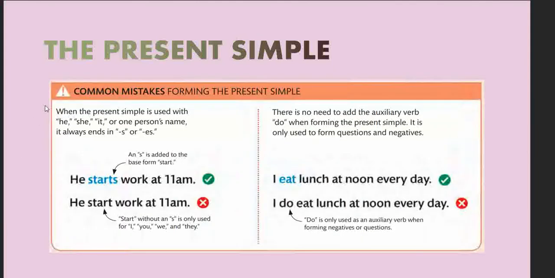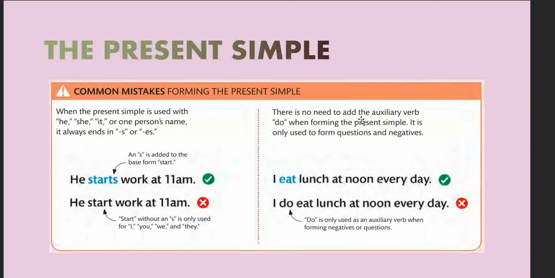The simple present, few common mistakes forming the present simple. When the present simple is used with he or she, it or one person's name, it always ends in s or es. He starts work at 11 a.m. is correct, but when you say he start work, it is incorrect. Start without an s is only used for I, you, we, and they, so it is incorrect. So we should remember these pronouns will take only the root form, but when you use he, she, or it, the verb has to take an s along with it.